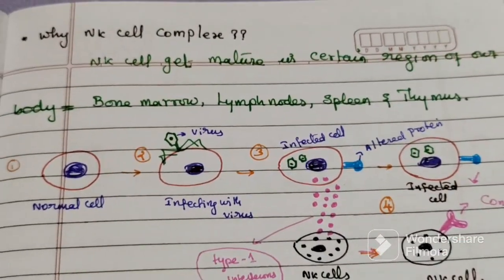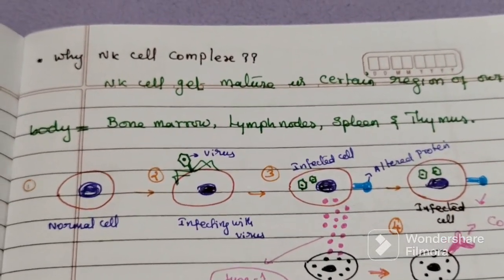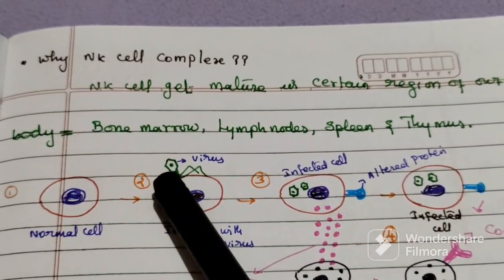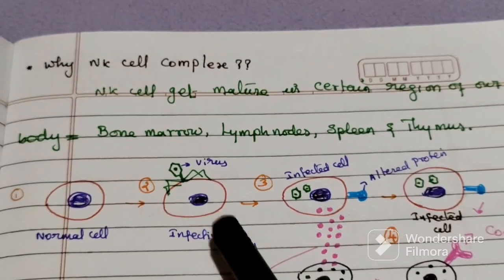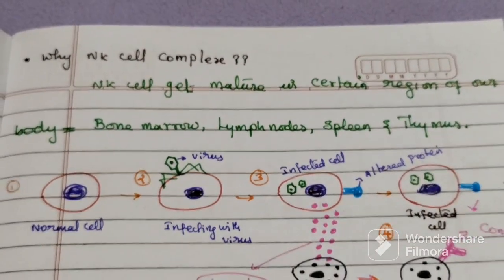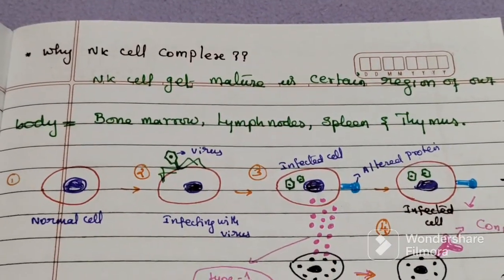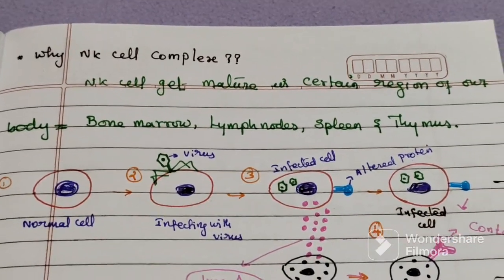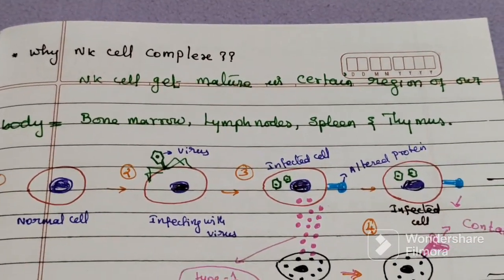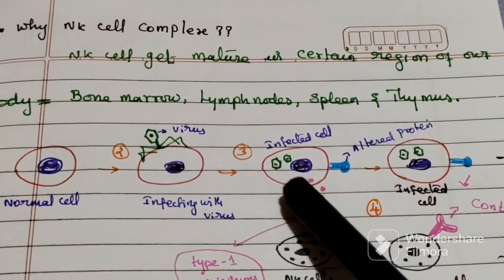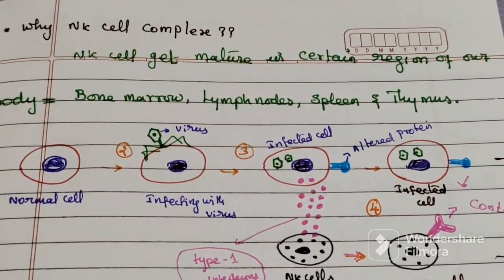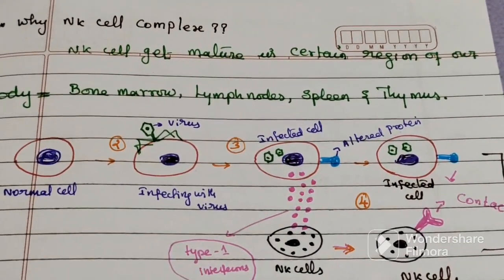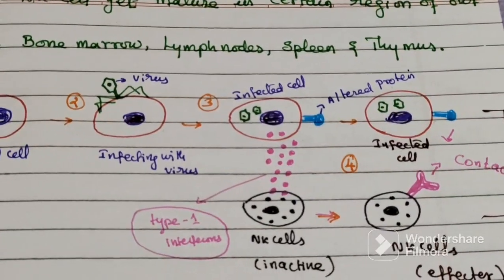This one is the normal cell, meaning a cell that is not infected. A virus will attack the normal cell. What will happen? The virus enters the cytoplasm of that normal cell. Now this cell is considered an infected cell, because it contains a virus that comes from the external environment.